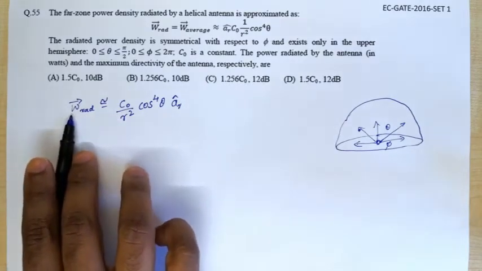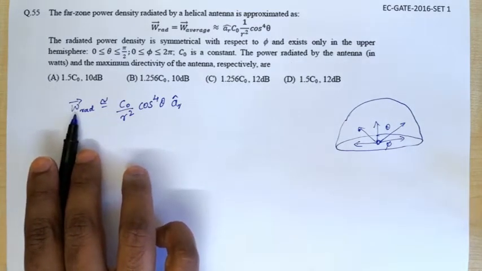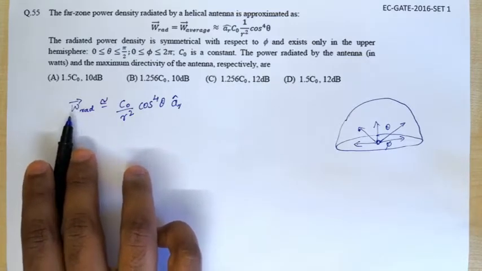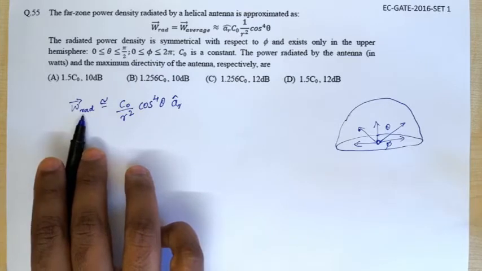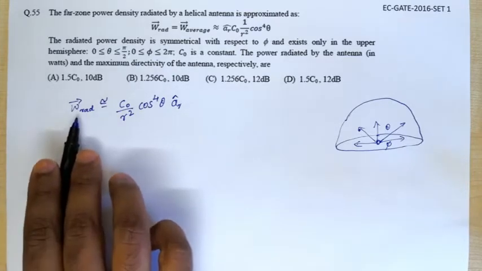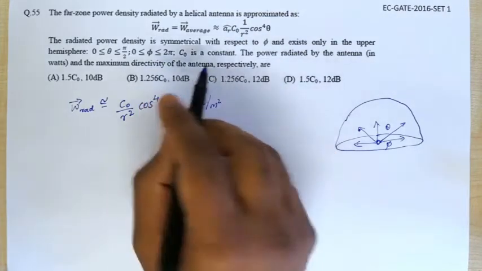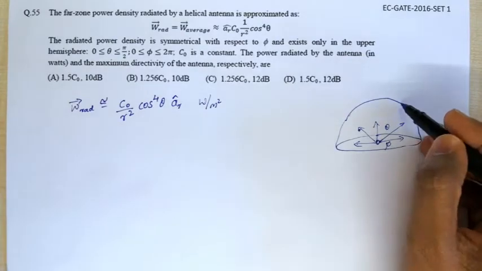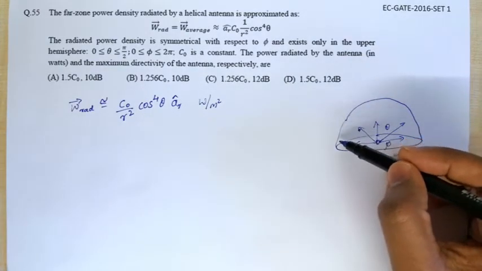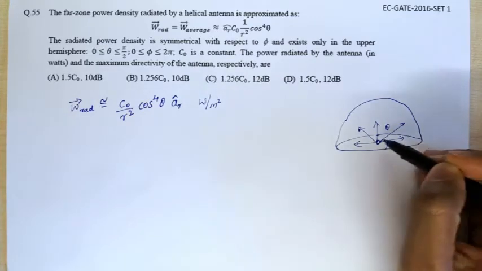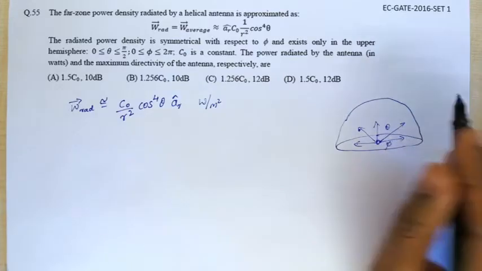As you know from previous problem solving sessions, W rad is the Poynting vector for the electromagnetic field. So, this is in watts per meter square. This is the power which is present at the surface of the sphere, and we have to find the total power which is radiated by this antenna.